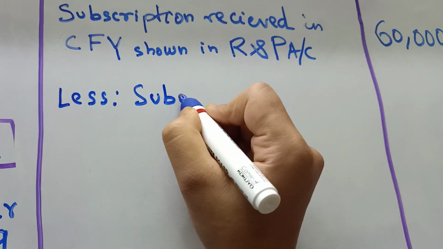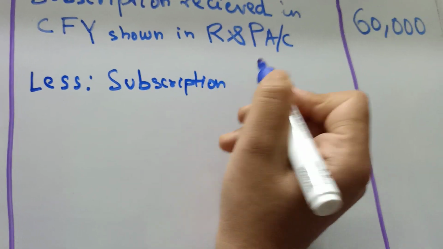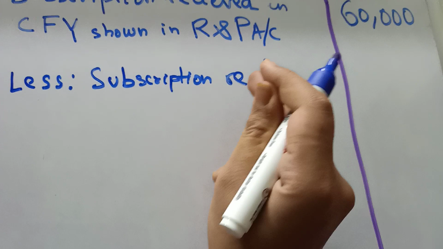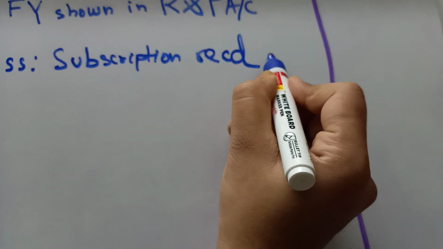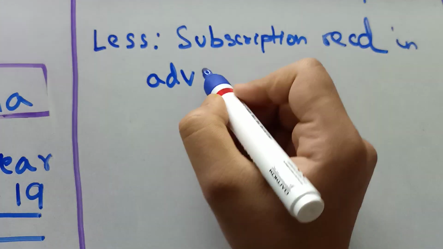less subscription received in advance. I am writing this in short form, guys, please don't confuse: RECD for received, and ADV for advance.